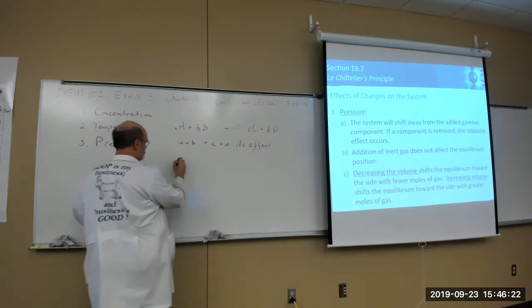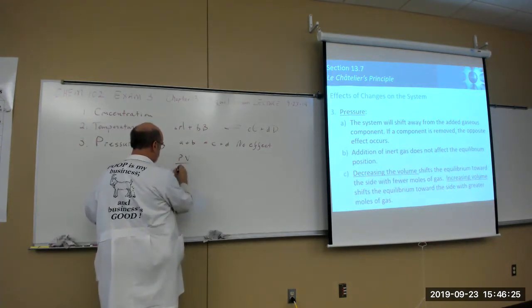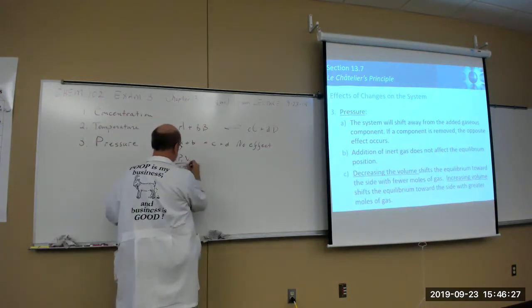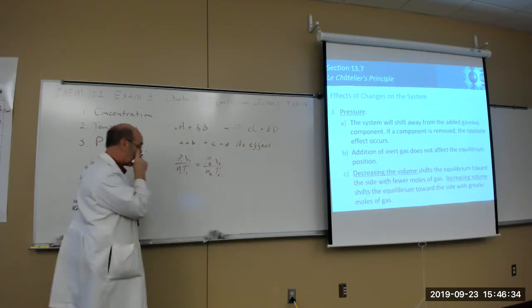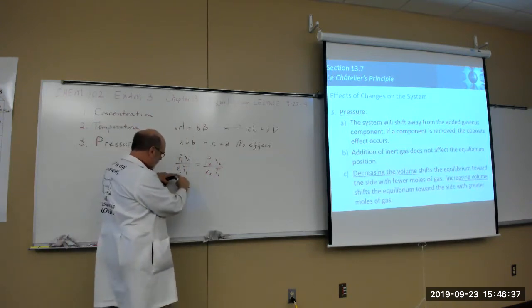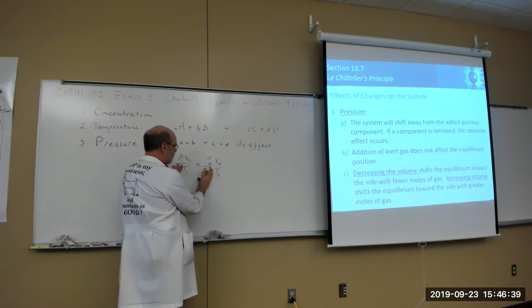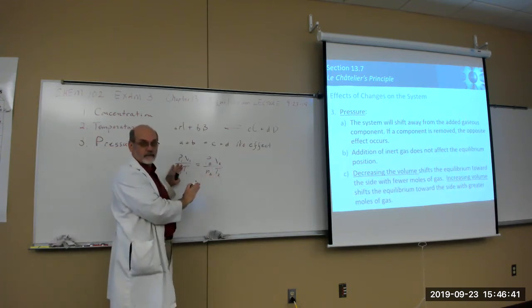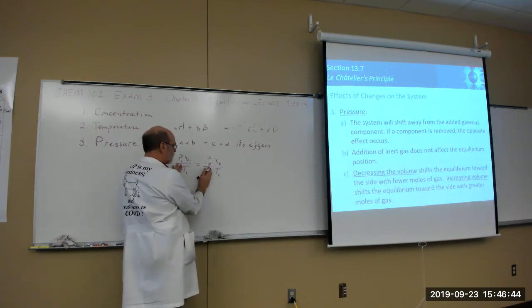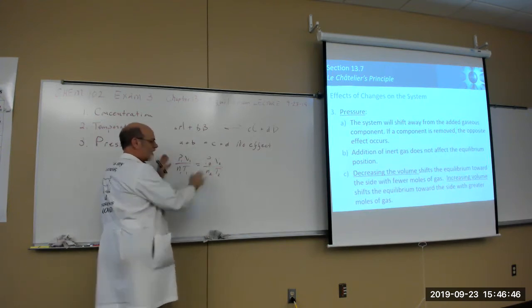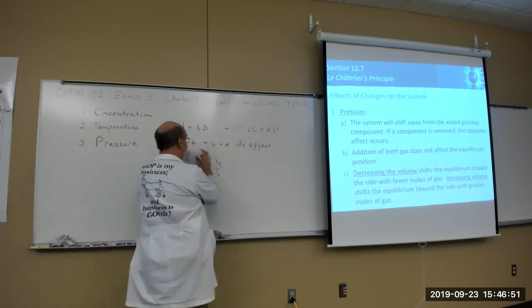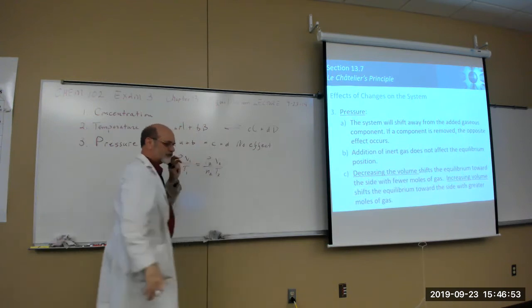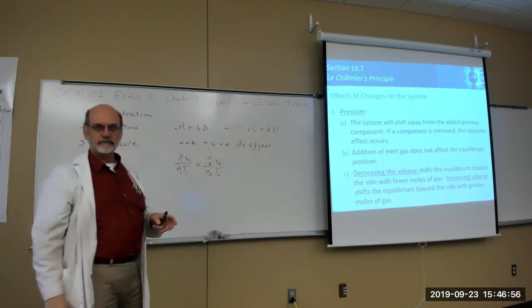Remember, PV over NT, PV over NT are gas laws. If N is constant, it drops out of the equation, right? For our combined gas law, if N is constant, then it has no effect on the equation. So if you have the same number of moles before as after, then there's no effect on the equilibrium at all.